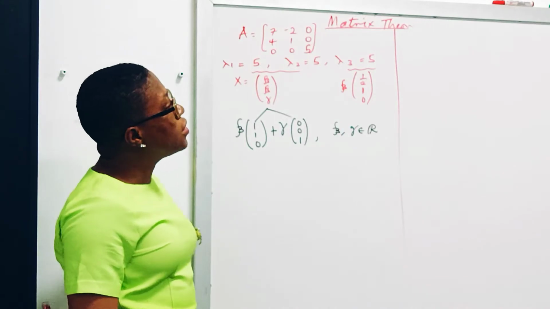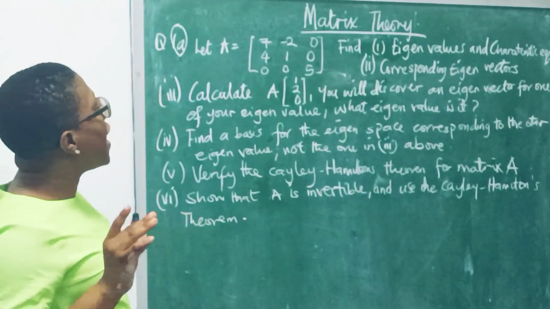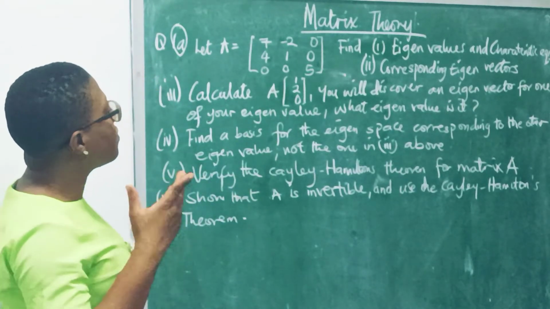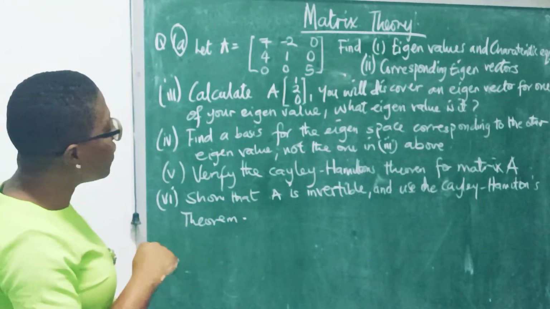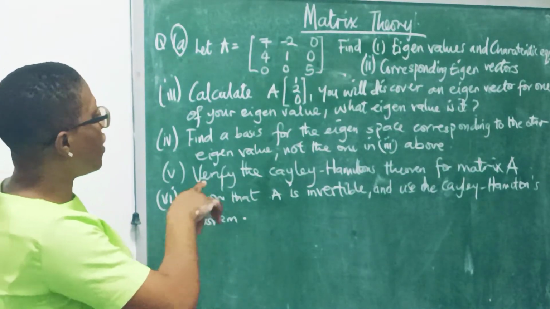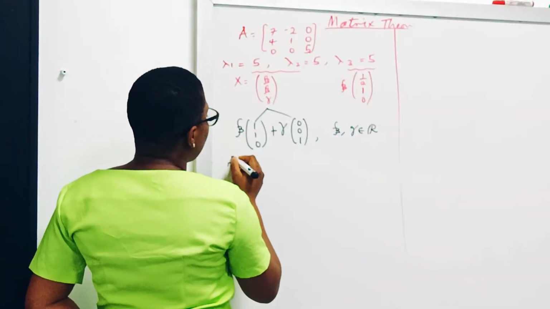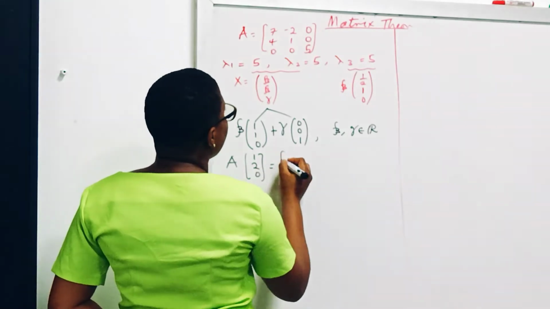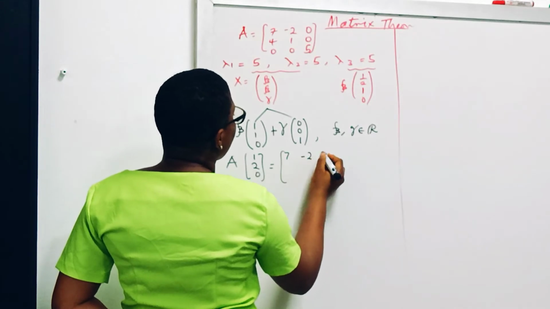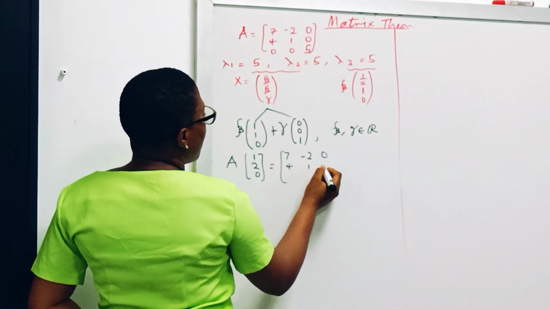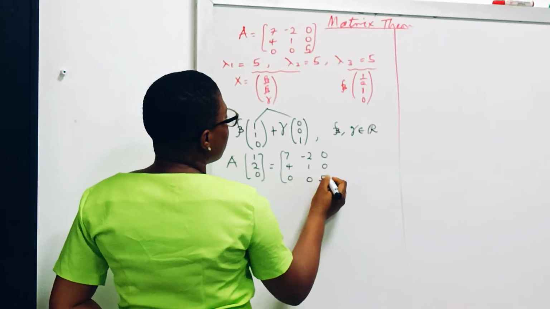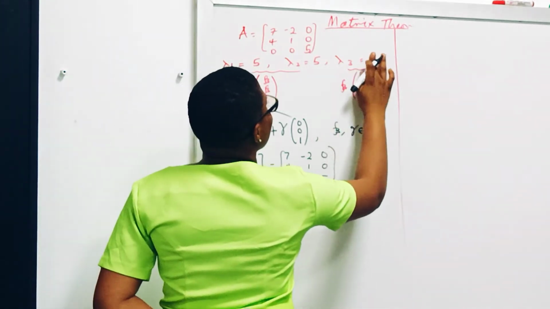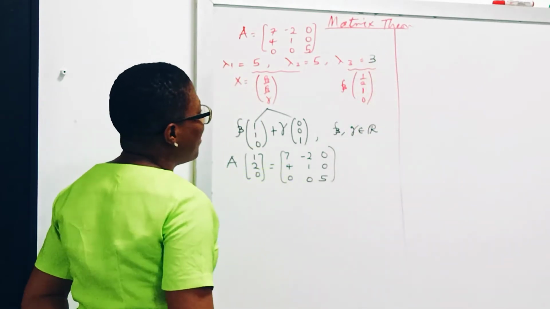Okay, the next question is what? I'm going to multiply A by this vector 1, 2, 0, and we'll check if it is an eigenvector of one of the eigenvalues. And if it holds, we state the eigenvalue that it is. Multiply A with 1, 2, 0. So I have 7, minus 2, 0, 4, 1, 0, 0, 0, 5. I'm copying from here. Sorry, this is 3.